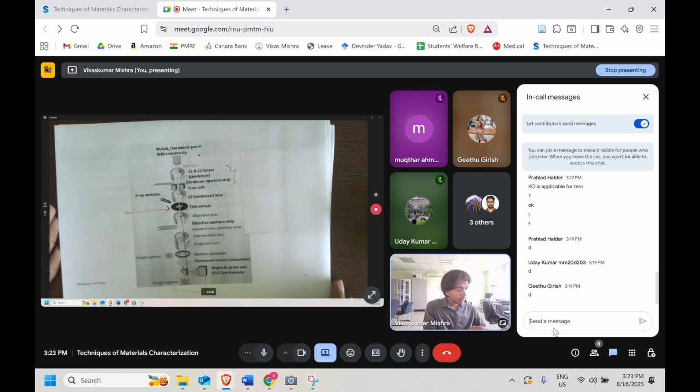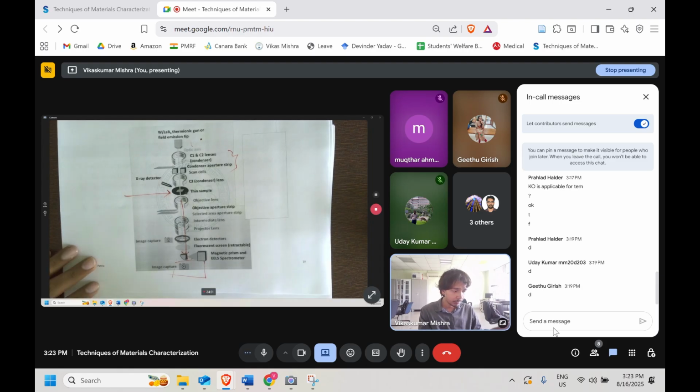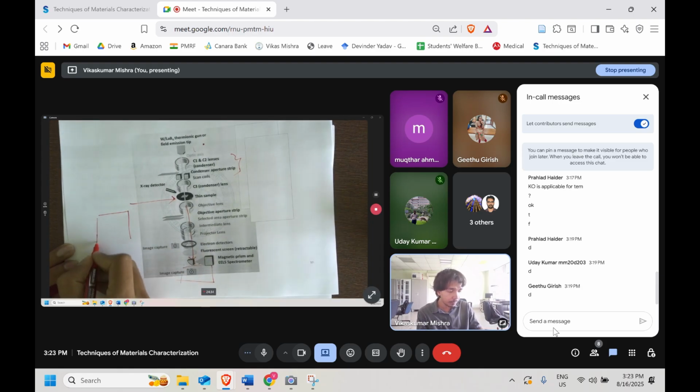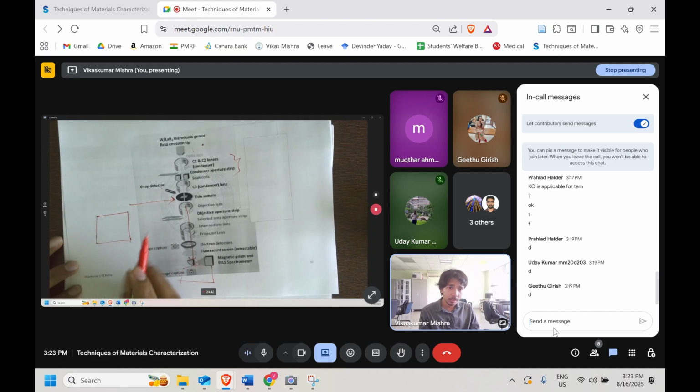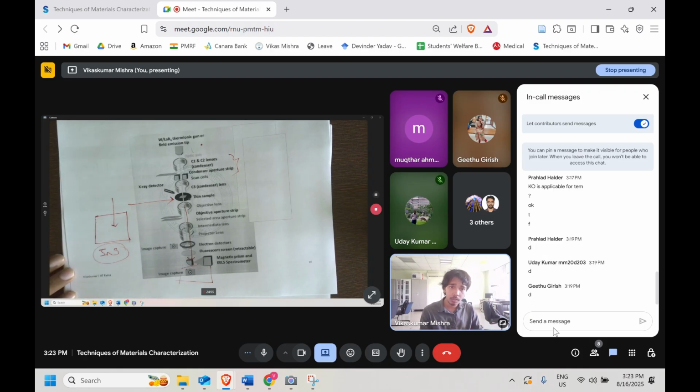One thing: how can we detect the image? We want to form the image, right? For this we are going to use the fluorescent screen. On this screen, certain regions receive more electrons and certain regions receive fewer. We know that a fluorescent screen is made of some material, for example ZnS. It can absorb the electron, go to a high excited state, and then emit the absorbed energy. This is what it is going to do.